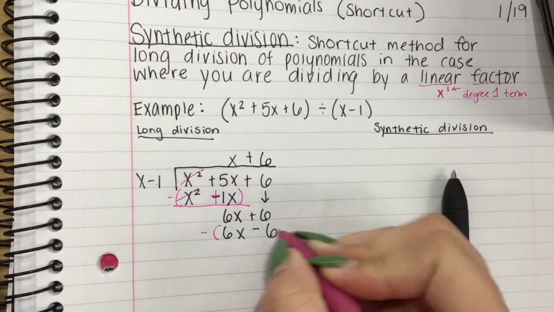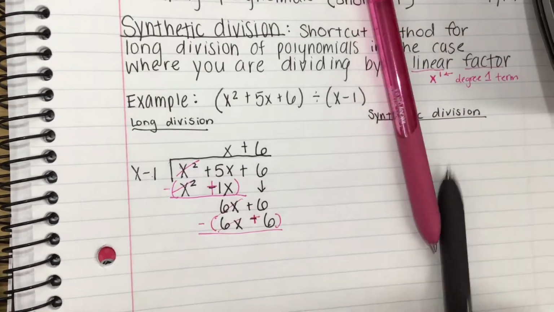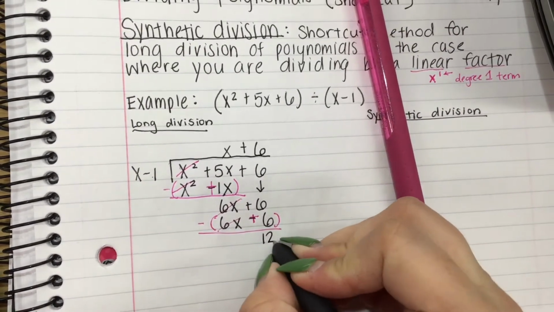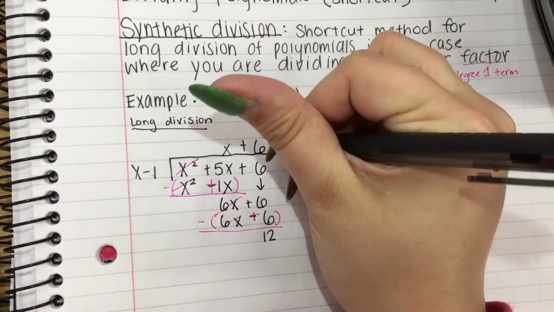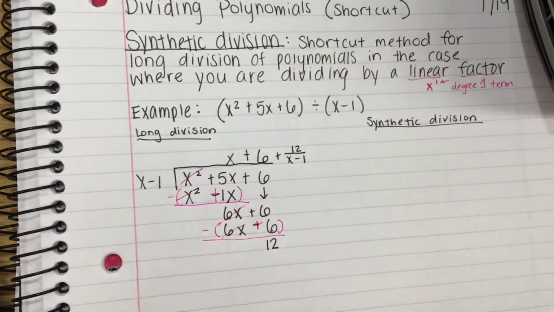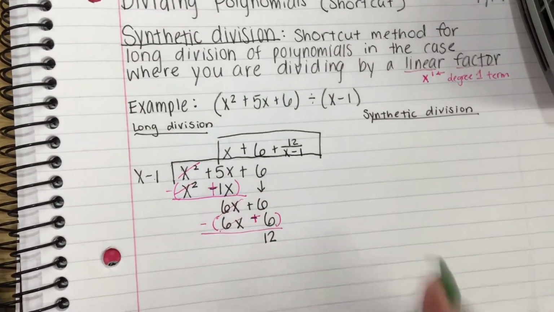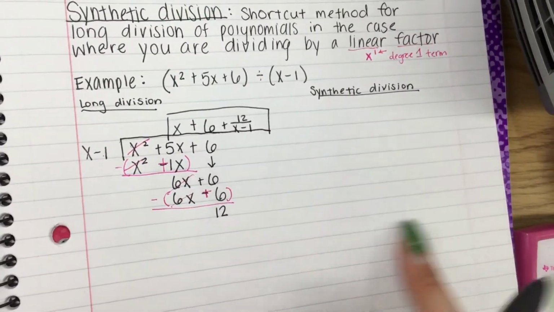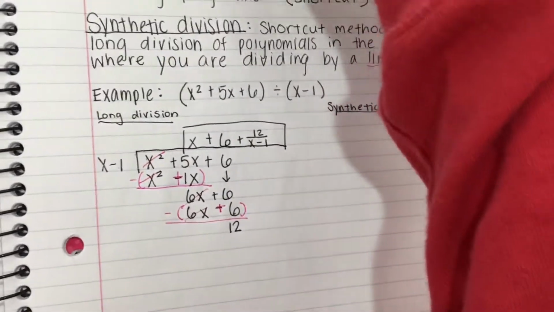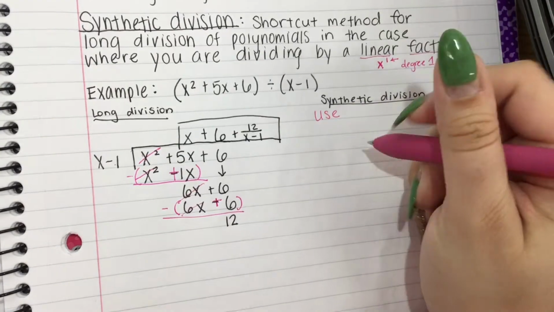Then from here, I'm using that other color to subtract the entire expression. So that negative 6 will change to a positive 6, and 6 plus 6 is 12, which means I have this remainder of 12 with x minus 1, the divisor, underneath. Remember, that tells me that x minus 1 is not a factor of this polynomial. So I'm just going to show that exact same division problem, but using synthetic division.